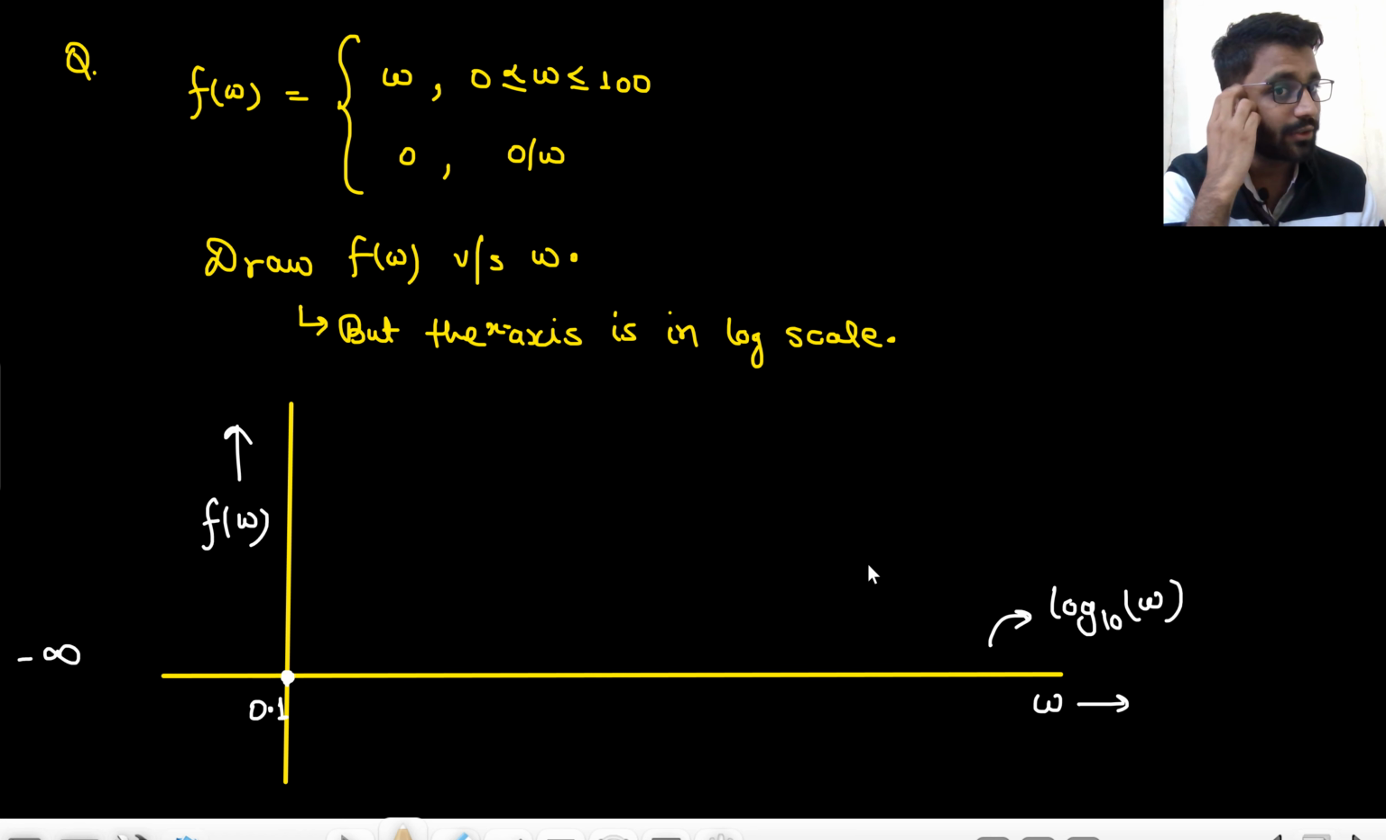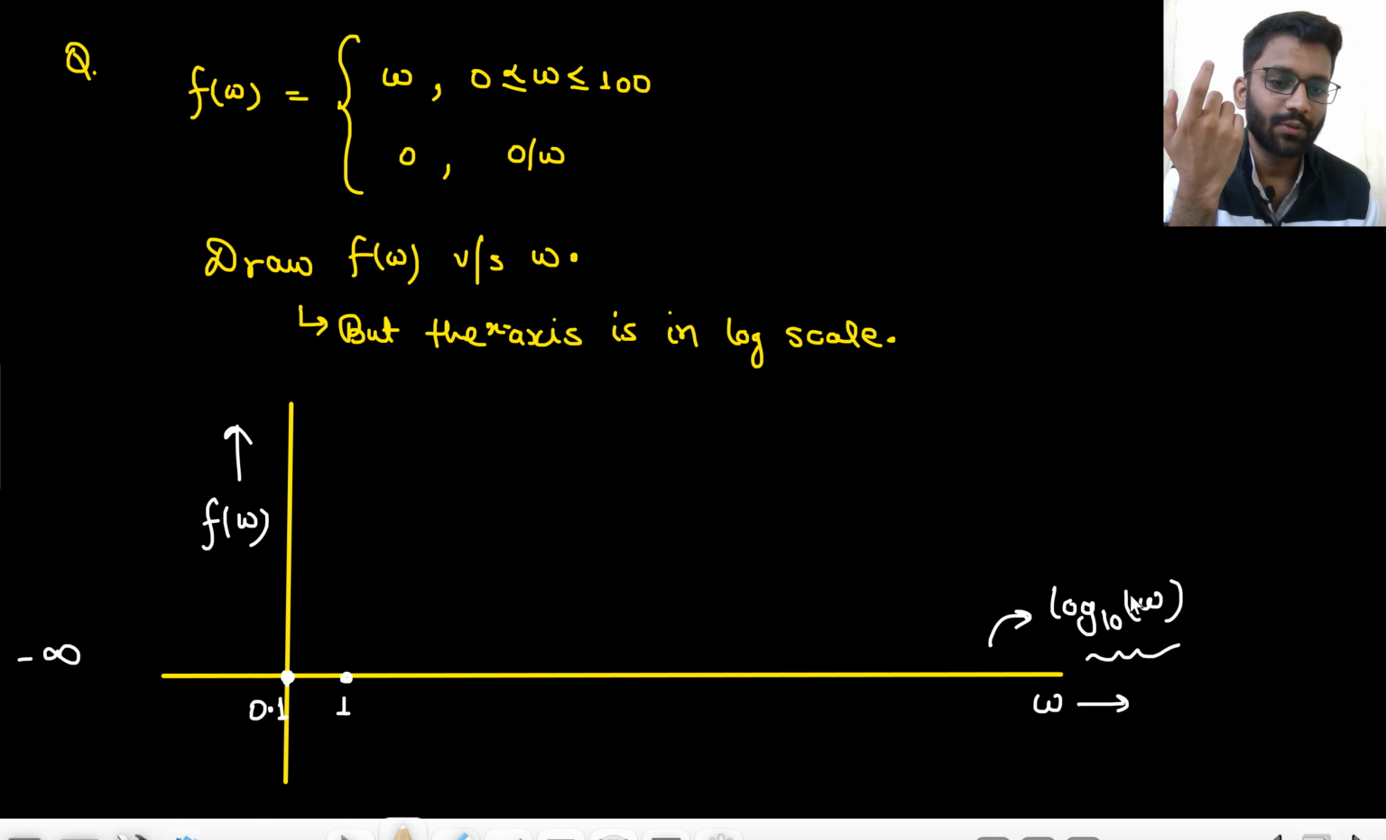Let's just try putting omega equals 1. If I put omega equals 1, what will the log axis think? Log tan omega will think that 0 is applied. So I will put omega equals 1 here. Next, if I put omega equals 10, what will this axis think?